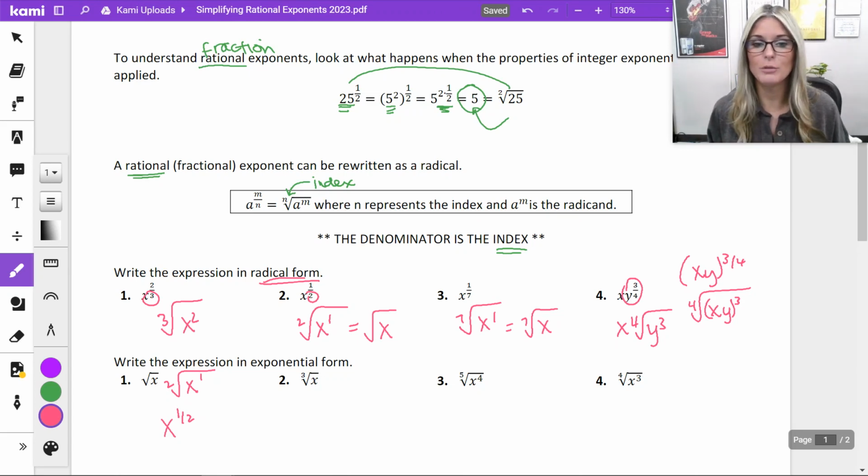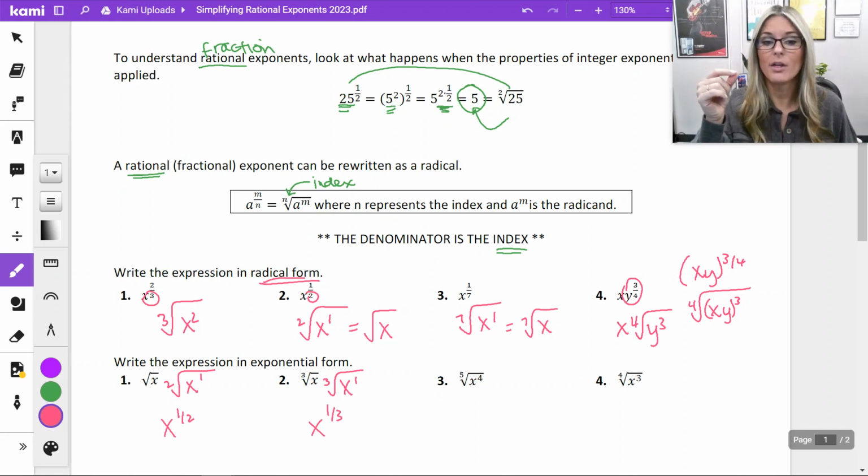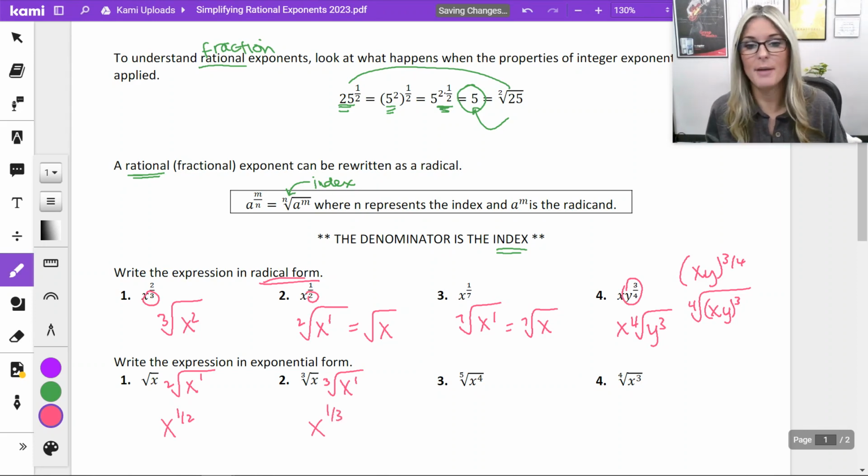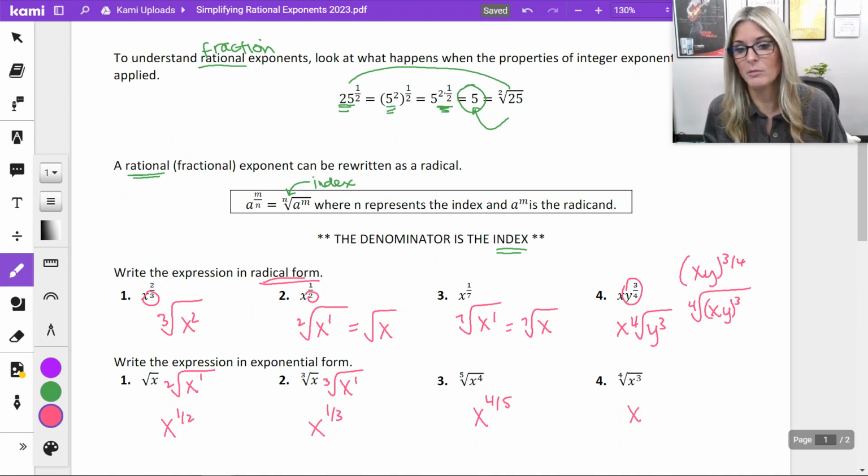Number two, a cube root of x. Again, there's an understood one there on the x. So to write this in exponential form, x to the 1/3. The 3 is the denominator. Number three, 5th root of x to the 4th. X to the 4/5. Number four, the 4th root of x cubed would be equivalent to x to the 3/4. Okay.